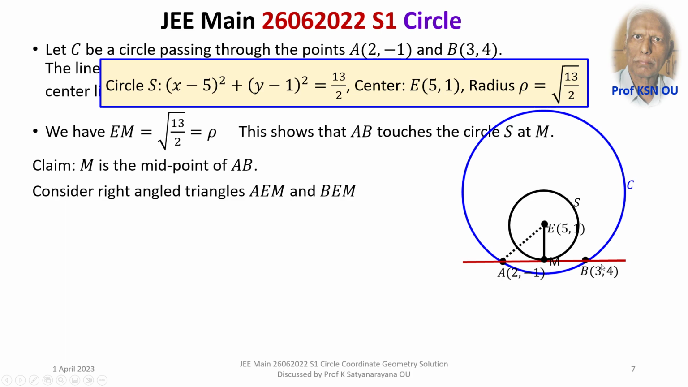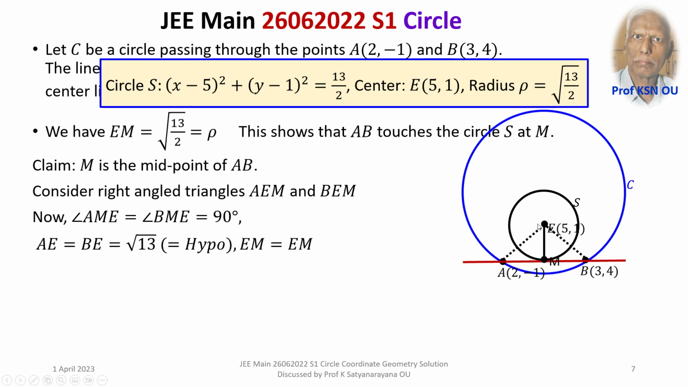AEM, BEM. So these are the two right-angled triangles. Now we will show that they are congruent. How? Angle AME is equal to angle BME is equal to 90 degrees. Agreed. AE is equal to BE is equal to the square root of 13, which is the hypotenuse.